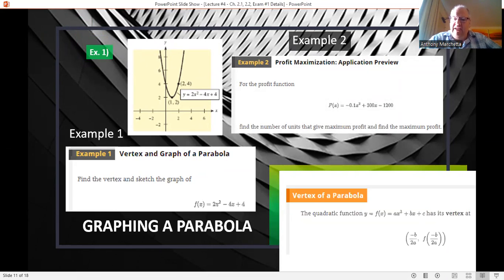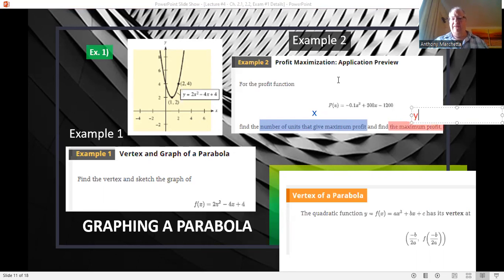Here is a profit function. Can you find the number of units that give the maximum profit, and find the maximum profit? So this right here, I want you guys to pay close attention with me to this, okay? This concept, the number of units that give the maximum profit, that's going to be X. And then this concept here, the maximum profit, that's going to be Y, right?